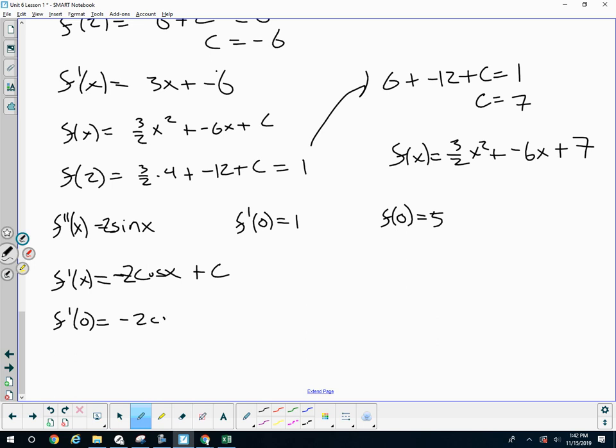So negative 2 cos 0 plus c has got to equal 1. Cosine of 0 is 1. I hope we all know that. We'll get c is equal to 3. So that's f prime's particular. And then we'll take the antiderivative one more time. And we have the initial condition f of 0 equals 5. Go ahead and finish that off.